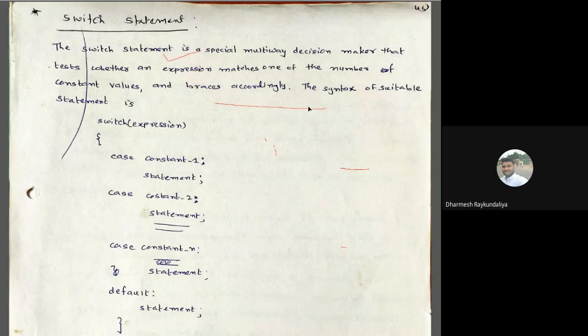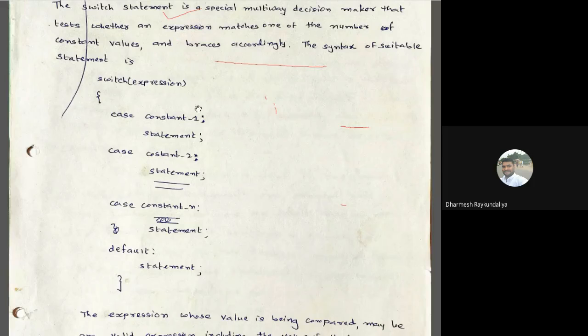The general syntax of the switch statement is: switch, which is a keyword. In brackets there is an expression. The expression may be of either integer or character type. It should not be a floating point number. Then the beginning of the switch statement. Switch is associated with case constants. So that is the constant. That constant may be either an integer or a character, but may not be a floating point number or a string of characters.